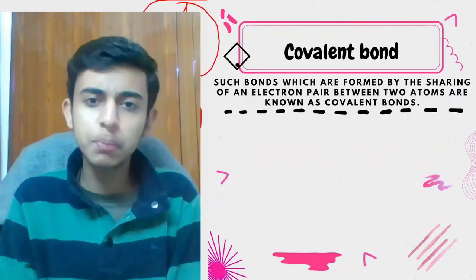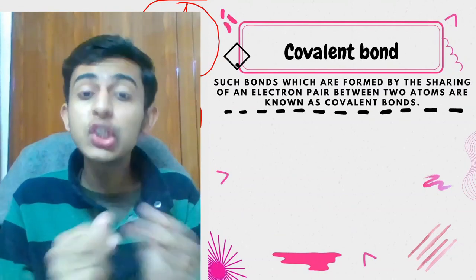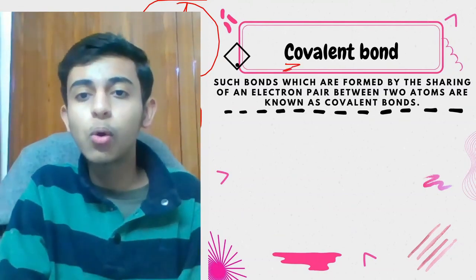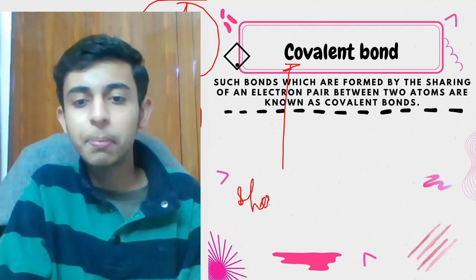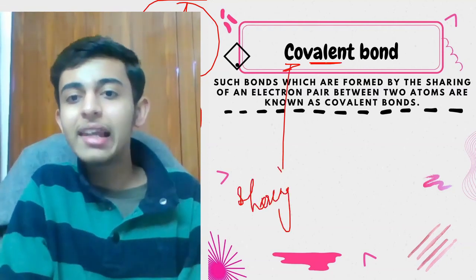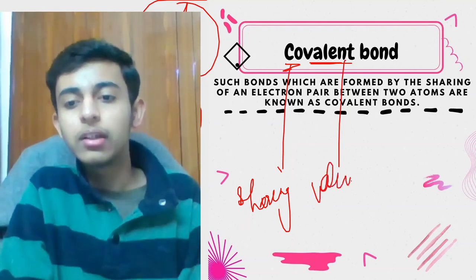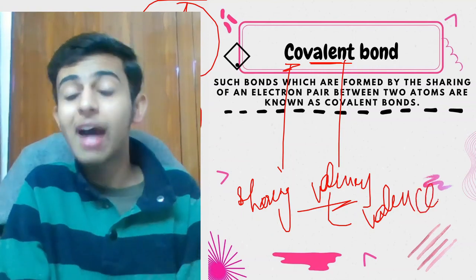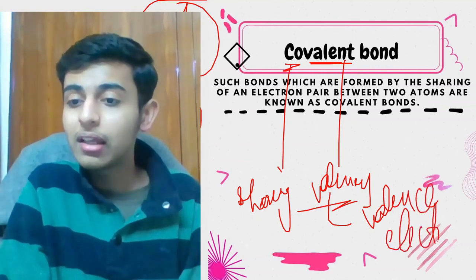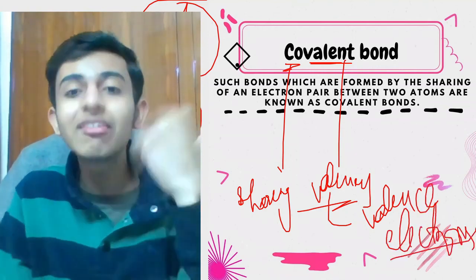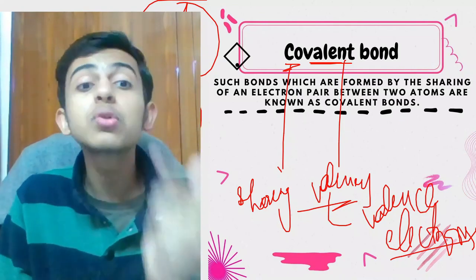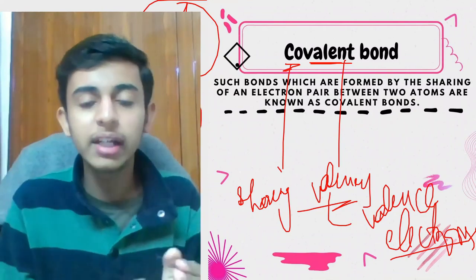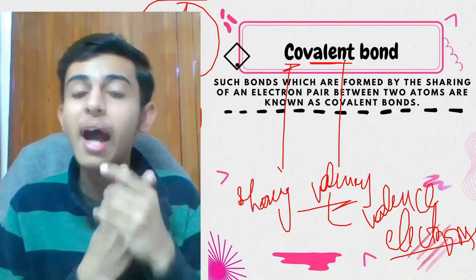Now what is a covalent bond? Such bonds which are formed by the sharing of an electron pair between two atoms. Co means sharing. Valent means valency. So sharing of valency, meaning sharing of valence electrons, the electrons in the outermost shell. If carbon is giving one electron to hydrogen, hydrogen also has to give one electron. This is sharing. An equal number of electrons are shared between two atoms.